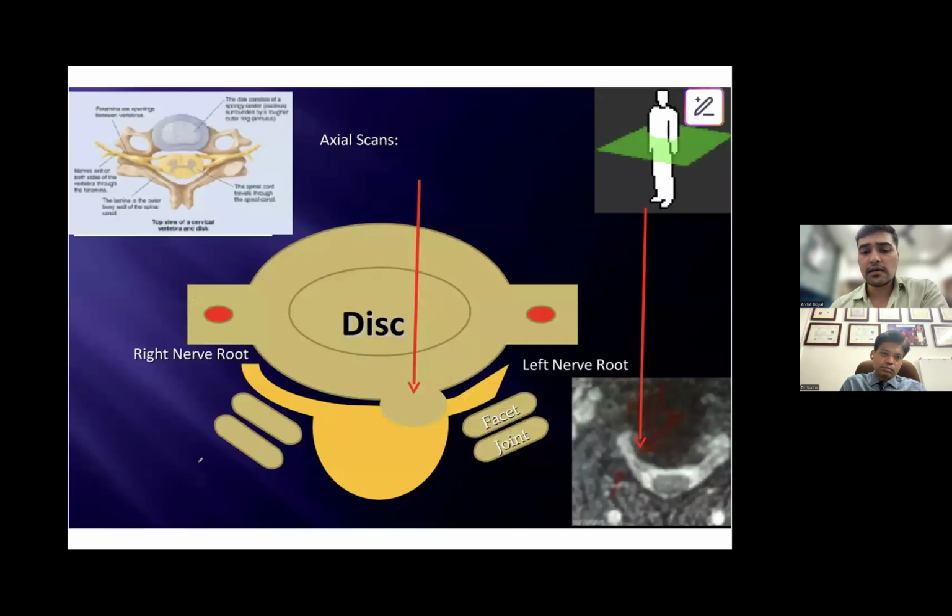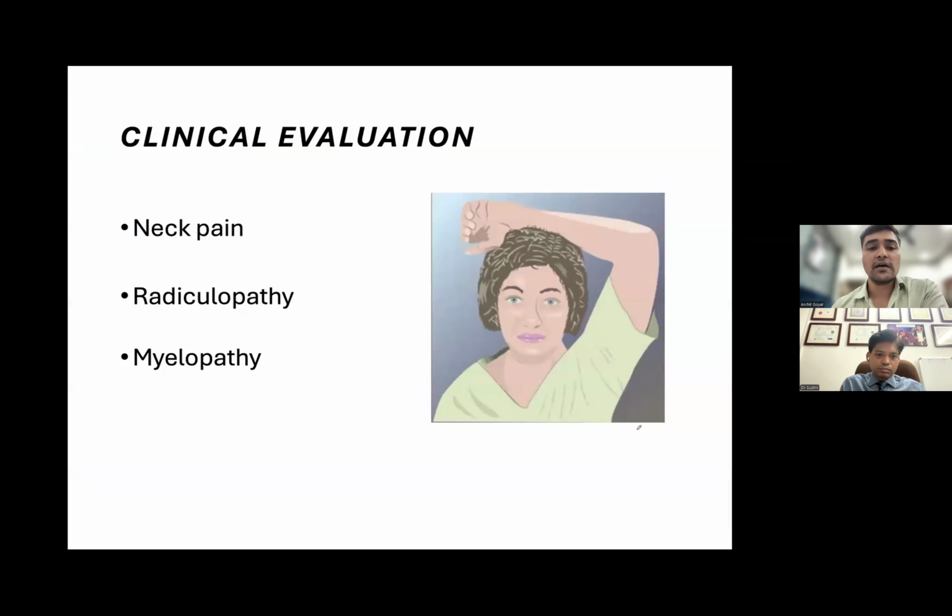So this is another diagram showing the disc herniation causes compression, as well as an MRI image showing a disc herniation causing narrowing of the intervertebral foramen. Now, depending upon the pathology, the patient can have symptoms of neck pain, patients can have symptoms of radiculopathy, and patients can have symptoms of myelopathy.